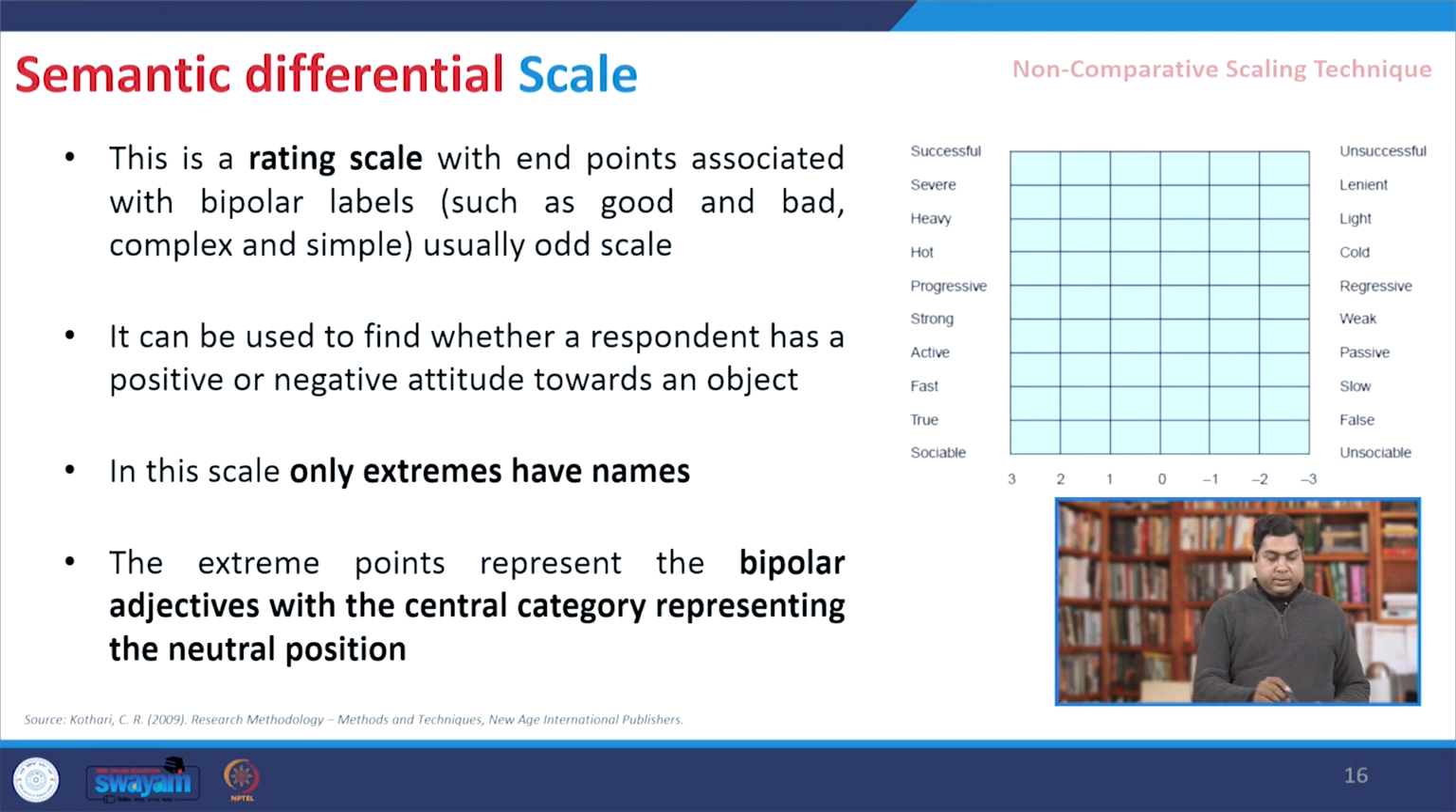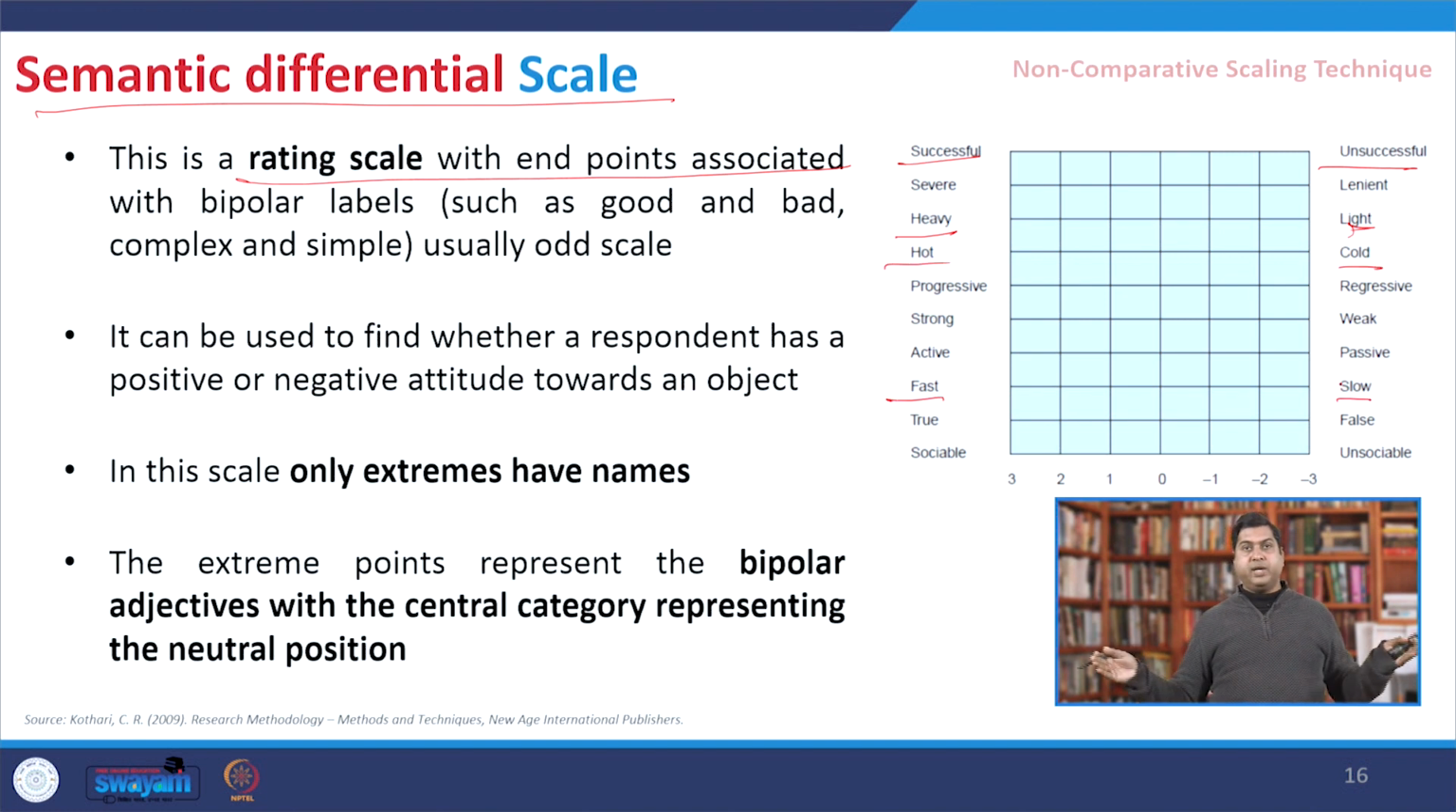Moving forward to the semantic differential scale. This is again a rating scale with endpoints associated with bipolar labels, so two extremes. In this example you see successful, unsuccessful, heavy, light, hot, cold, fast, slow. Two extremes are there, and then we have a neutral value of 0. You have to understand how you represent it. In this case it is all plus on one side and minus on the other.